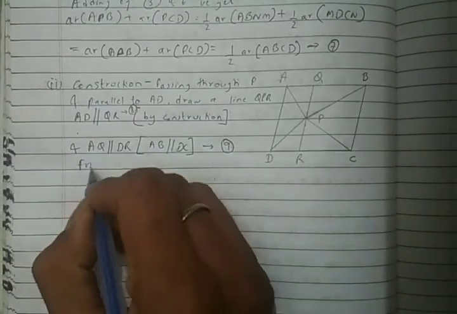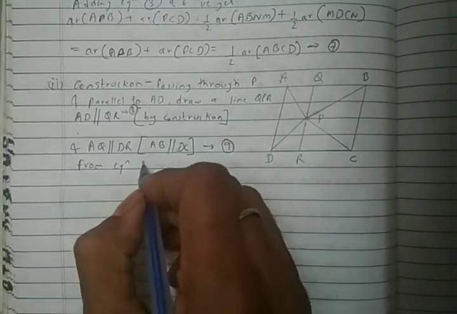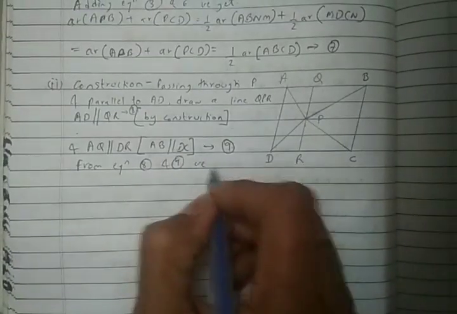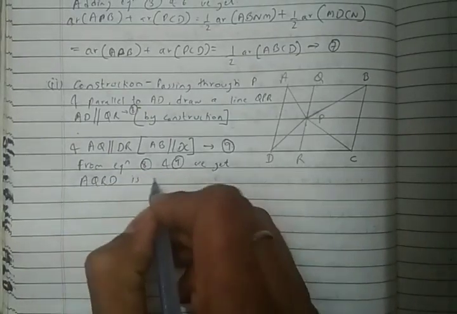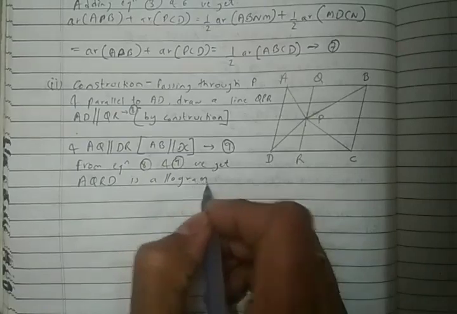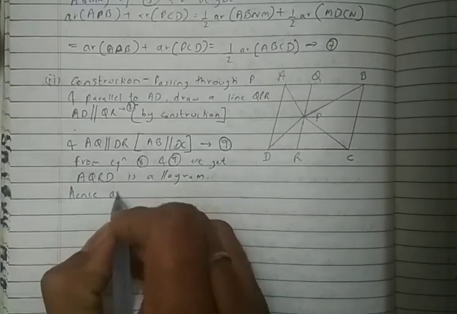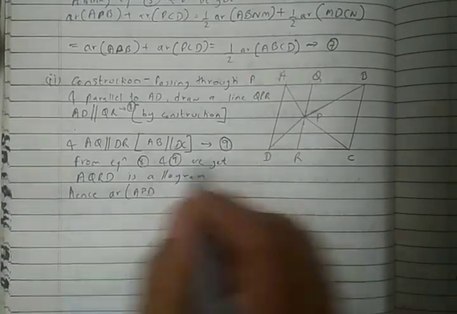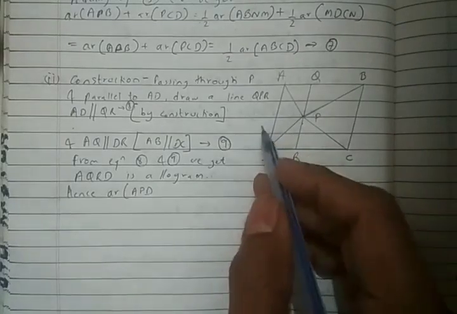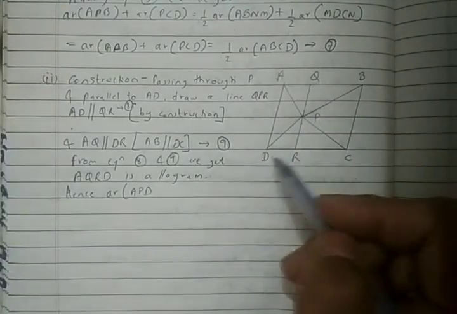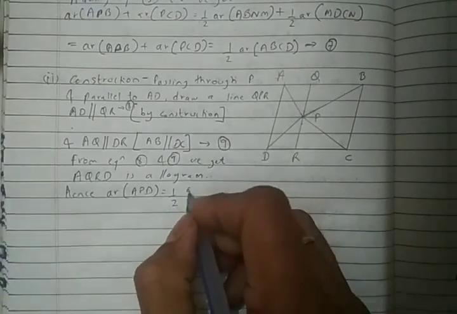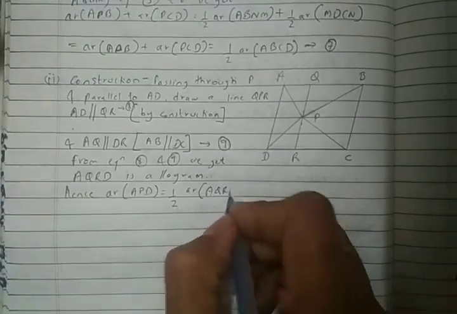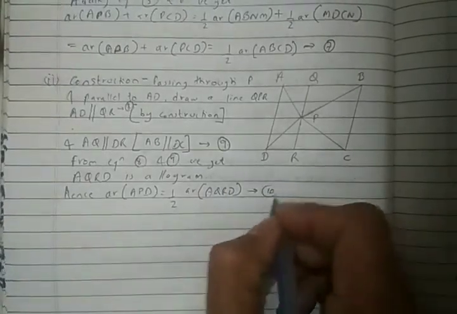Now from equation 8 and 9 we get AQRD is a parallelogram. Now hence we can write that area of APD, this area, is equal to half of area of AQRD. Name this as equation 10.